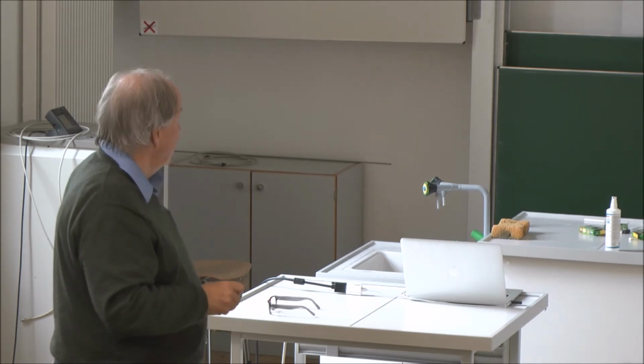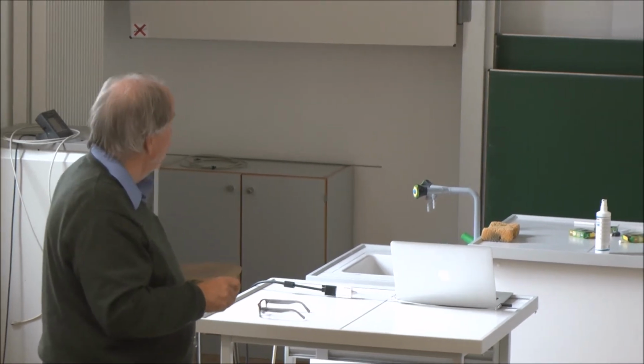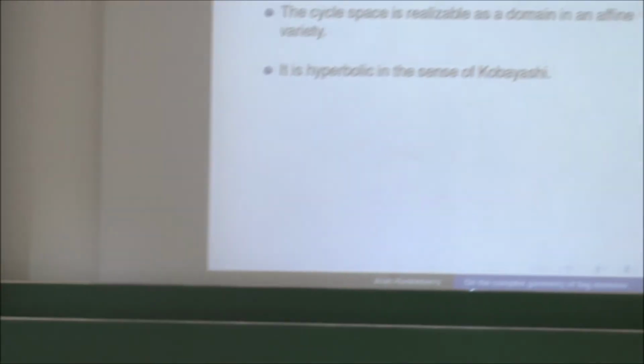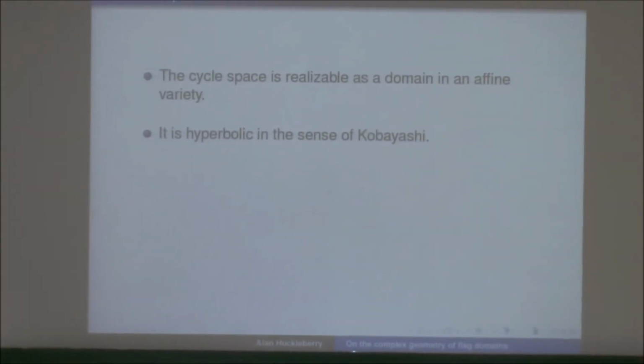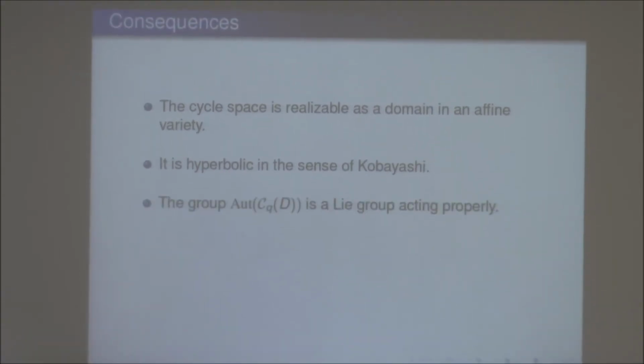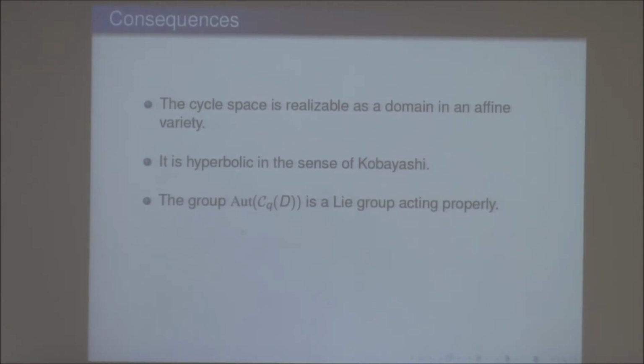from this motivation. So we only know now that it's a domain in an affine variety. It is hyperbolic in the sense of Kobayashi. That's what I just mentioned to you. I don't want to go into the definitions, but just think of it as having a metric of negative curvature. And this is the key consequence for us.